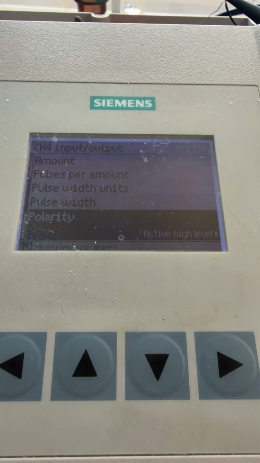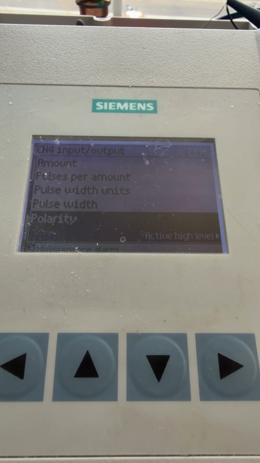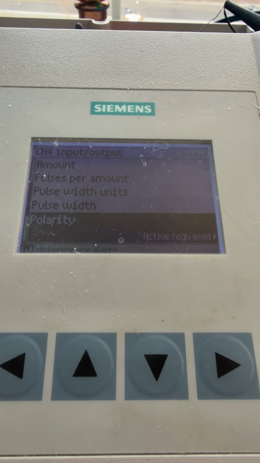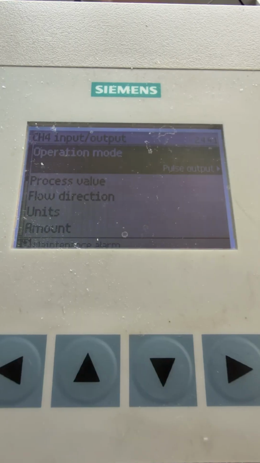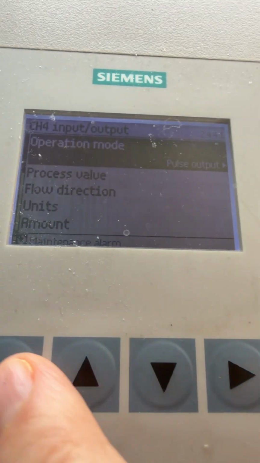Polarity, I'm not going to worry about that. So when you get a pulse, it could go low or it could go high, depending on what you want. Okay, I don't need to set up the other stuff, so I'm going to go out of this.